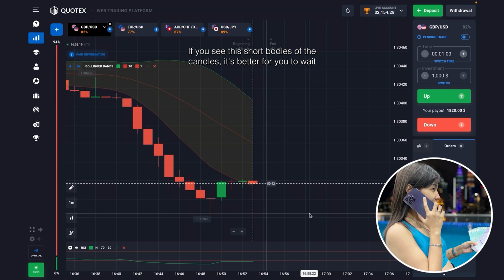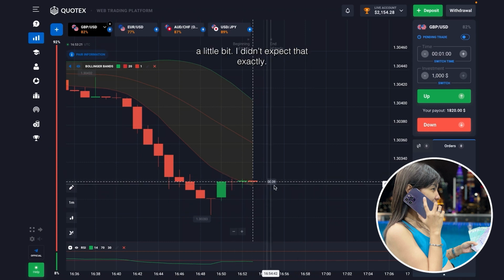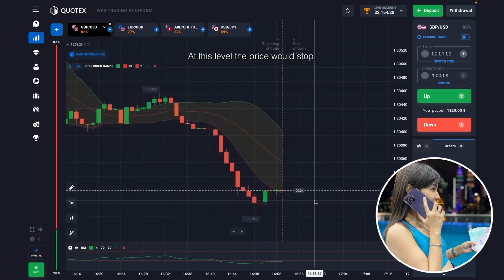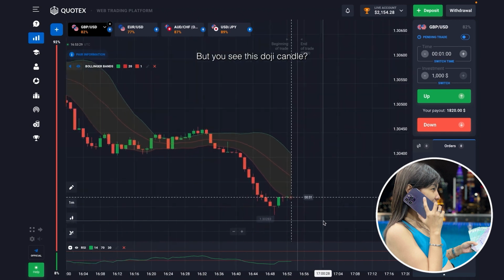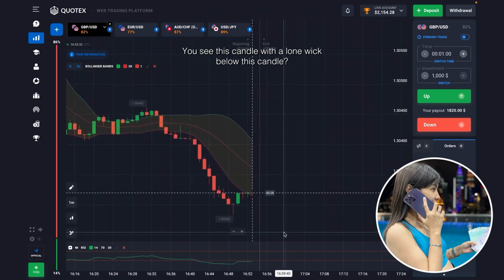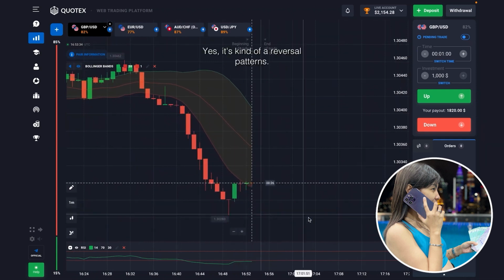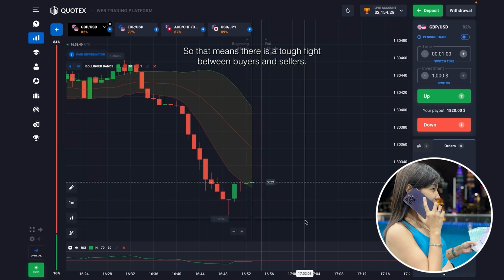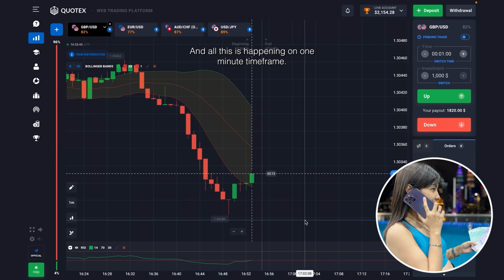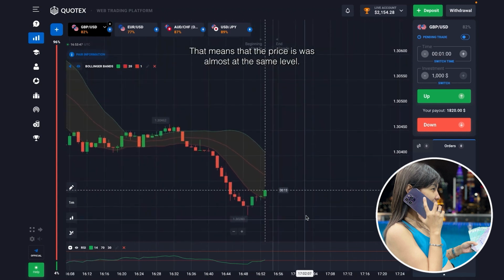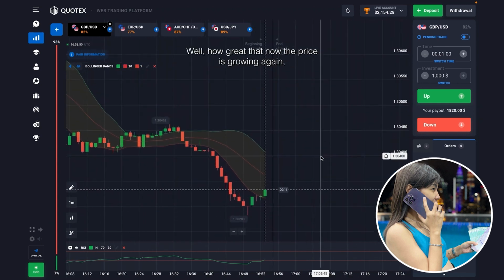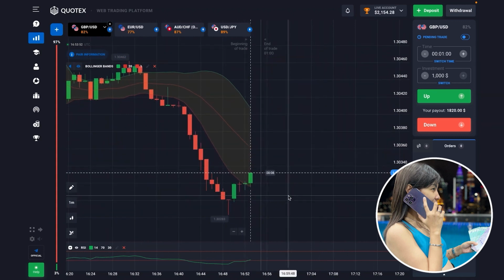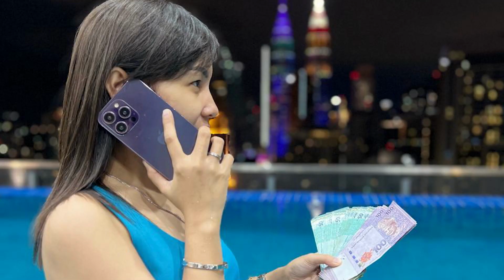If you see the small bodies of the candles, it's better for you to wait a little bit, and I didn't expect that this level of the price would stop exactly. But you see this doji candle, this candle with a long wick below. Yes, it's a kind of reversal pattern, but after this, the small bodies of the candles are here, and that means that there's a tough fight between buyers and sellers, and all this is happening on the 1 minute time frame, and that means that the price was almost at the same level. And how great that now the price is growing again, but I'd better wait and go to other currency pairs.